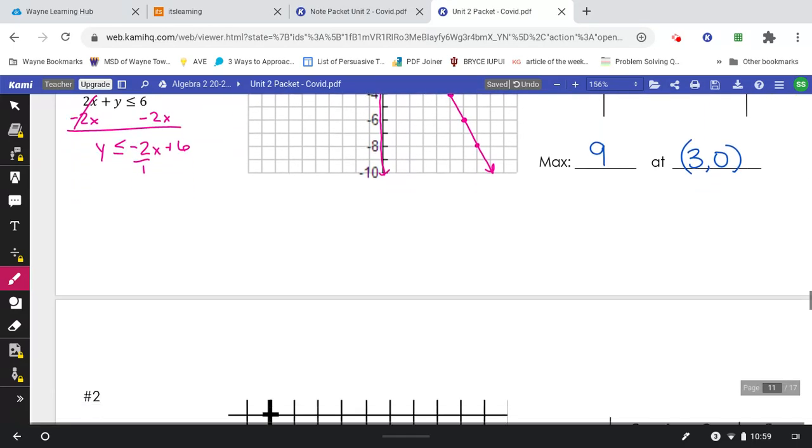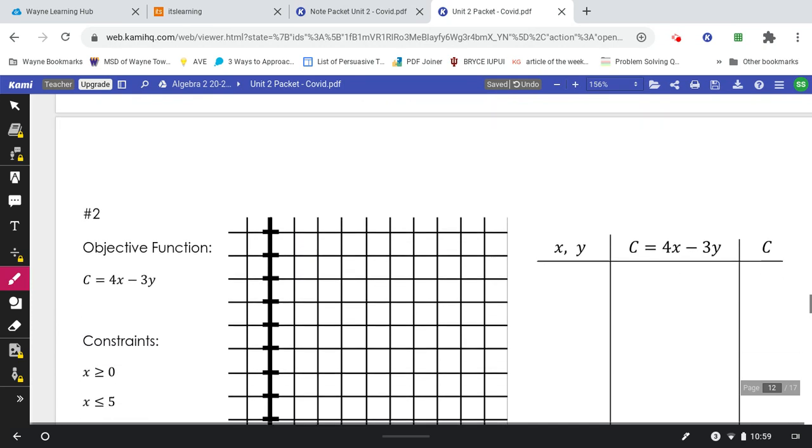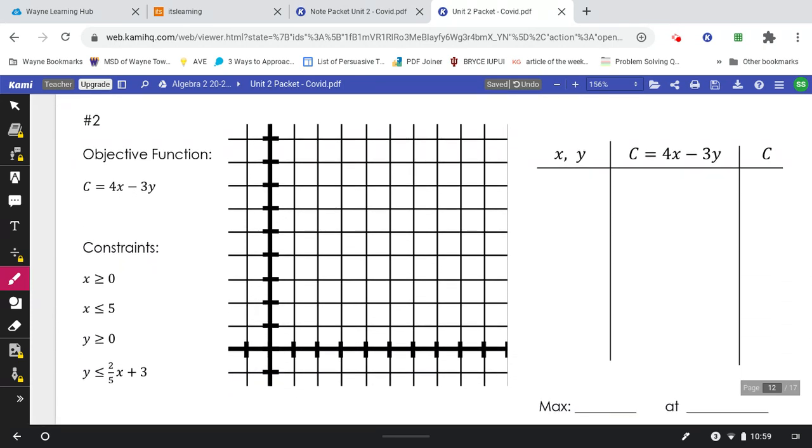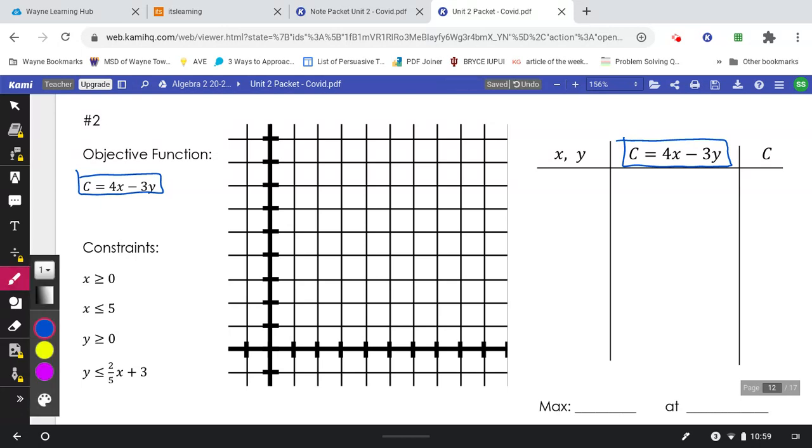Let's look at the next one. Remember, you can always pause the video if you need to write some more stuff down. All right, so problem number 2. Remember, this c equals is just going to go into our table over here. And then the constraints are the things that we are going to graph.